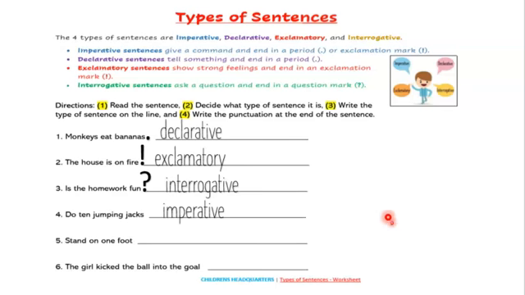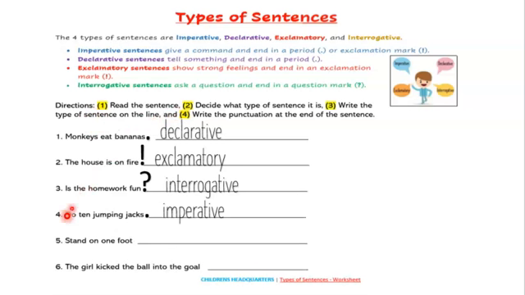Alrighty here. So with it, do 10 jumping jacks. For those of you who have watched the video already, you know that for a mild command, we use a period. For a strong command, we use an exclamation mark. So do 10 jumping jacks. That is a mild command. So for that, we'll put a period. Very good. All right. Number 5 is our next question.